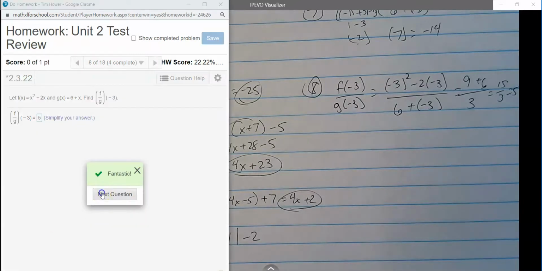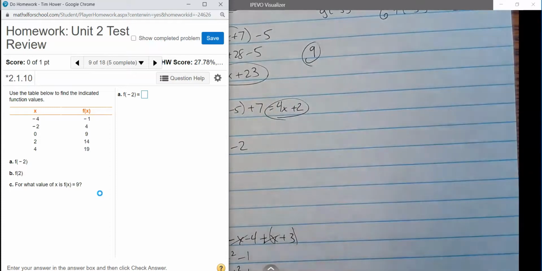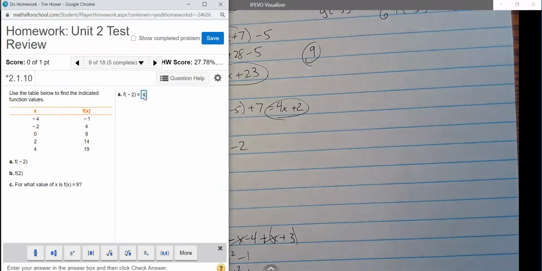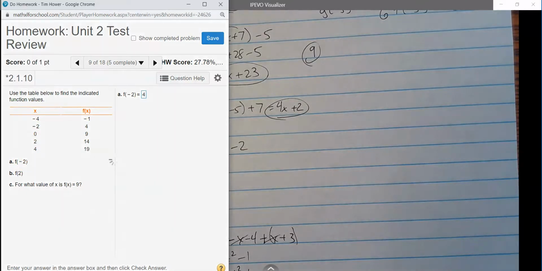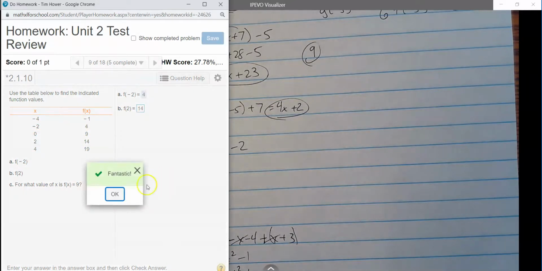Okay. Let's see, number 9. When you're looking at these, here's x, here's f of x. So if I want to know f of negative 2, that means plug in negative 2 for x. So that'd be here, that'd be 4. And then f of 2 means I go down to 2. Well, f of x is 14. What comes out is 14.